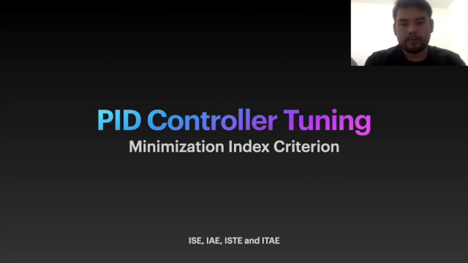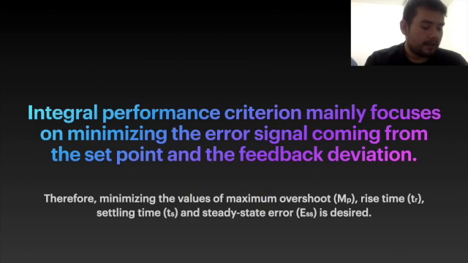So continuing to explain the controller tuning, we now pass to the minimization index criterion. We have the ISE, IAE, ITSE, and ITAE. The integral performance criterion mainly focuses on minimizing the error signal coming from the set point and the feedback. The desired goal of these processes is minimizing the values of the maximum overshoot, rise time, settling time, and the steady state error.